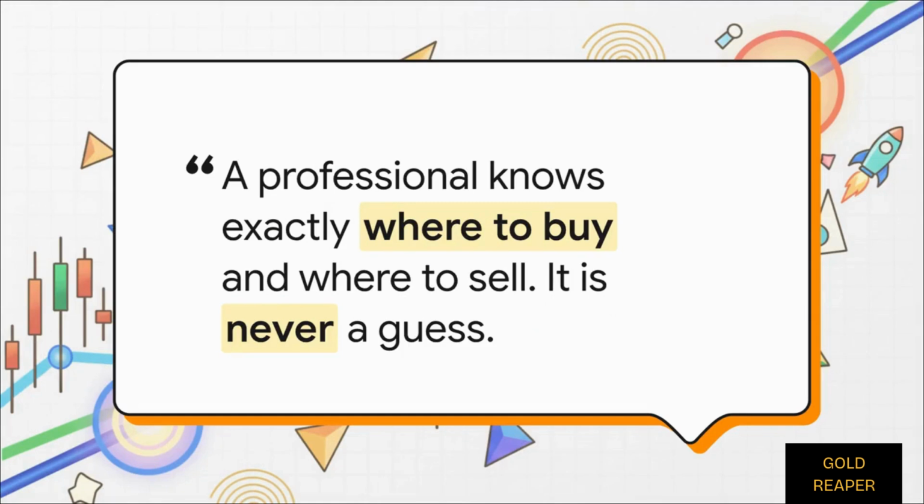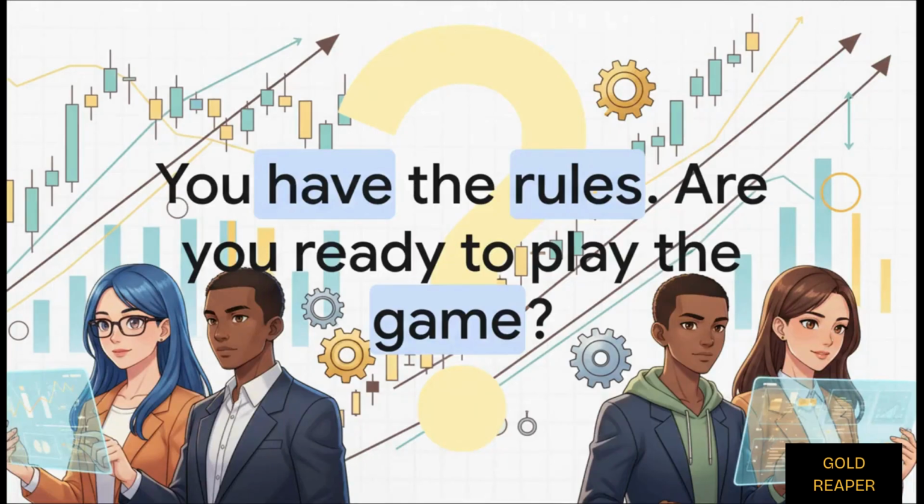I really love this quote because it gets to the heart of the mindset shift we're talking about. See, amateurs are always guessing. They're hoping. A professional, on the other hand, has a system. They know exactly where they're looking to do business, and they have the patience to wait for the market to get there. And that's really what it's all about. The difference between a random line on a chart and a powerful trading strategy comes down to having rules and understanding the landscape. So let me just leave you with this one final thought. You now have the rules. The real question is, are you ready to play the game?